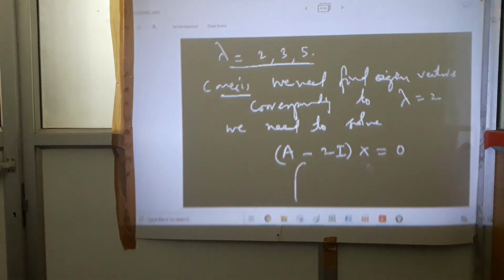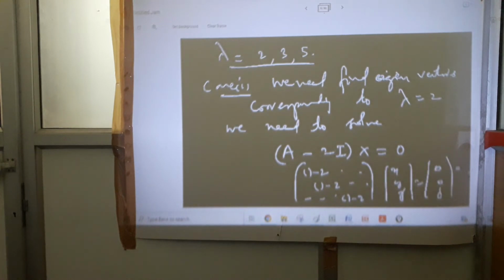Now you will be writing A minus 2I, meaning minus 2 will appear extra in the diagonal positions, something minus 2. Remaining elements will be as they are. This into x, y, z equal to 0, 0, 0. You have to solve this one to get the eigenvectors. Whatever x, y, z value is there, that is the eigenvector. Similarly, you will be finding the eigenvector corresponding to 3 and corresponding to 5. For each and every eigenvalue, you have to find the corresponding eigenvectors.